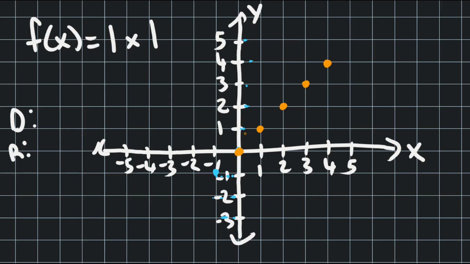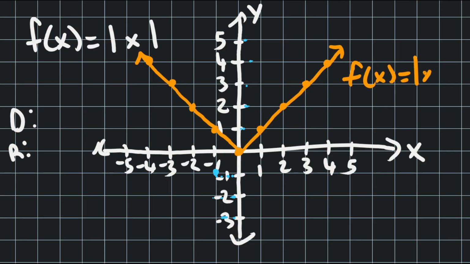Let me just draw a better line. So it's a line on one side. And let's plot these points right here. And it's going to be a line on the other side. So this right here, this is f of x equals the absolute value of x, right here.